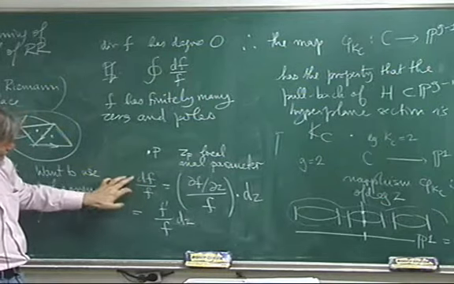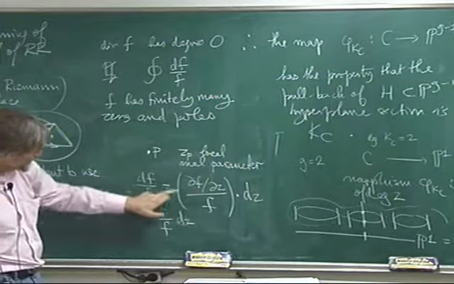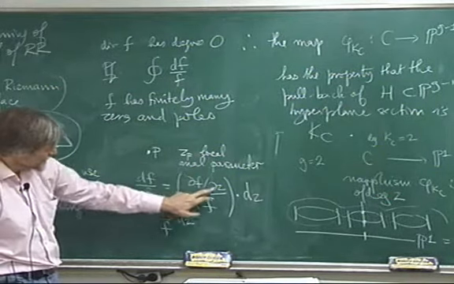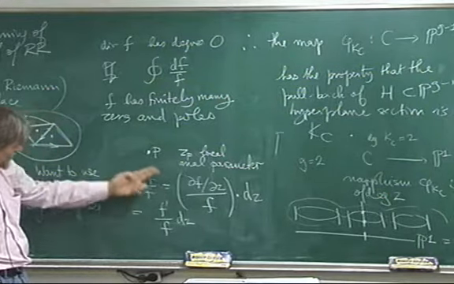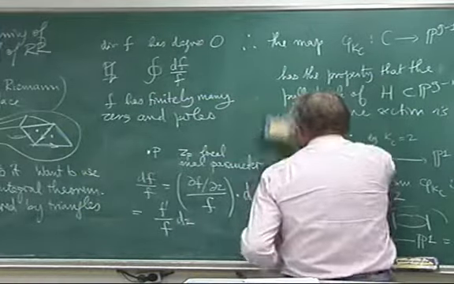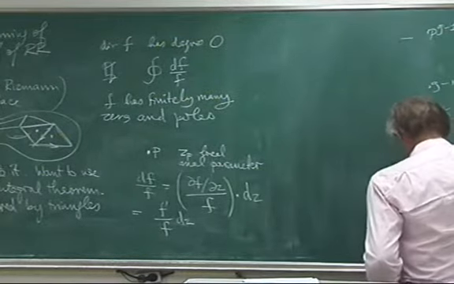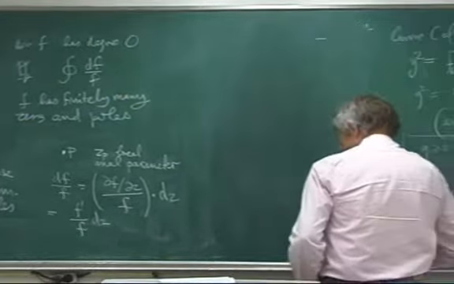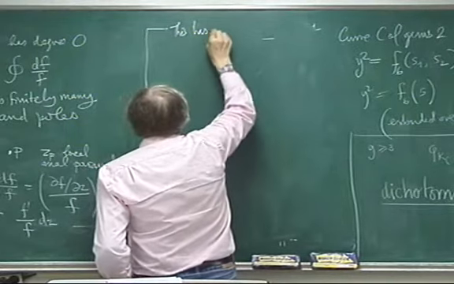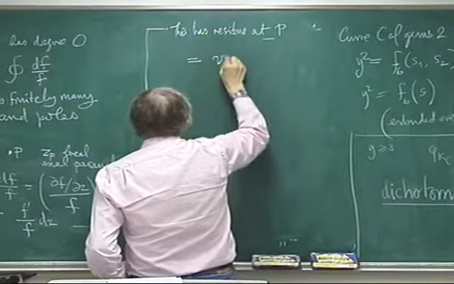It makes sense also in algebraic geometry to take df over f. But if I think of f as a function of this complex parameter, then it makes sense to do df by dz. And then this thing here, which maybe has some intrinsic meaning, is written locally like this. So everybody knows that this has residue at P equal to the valuation at P of f.